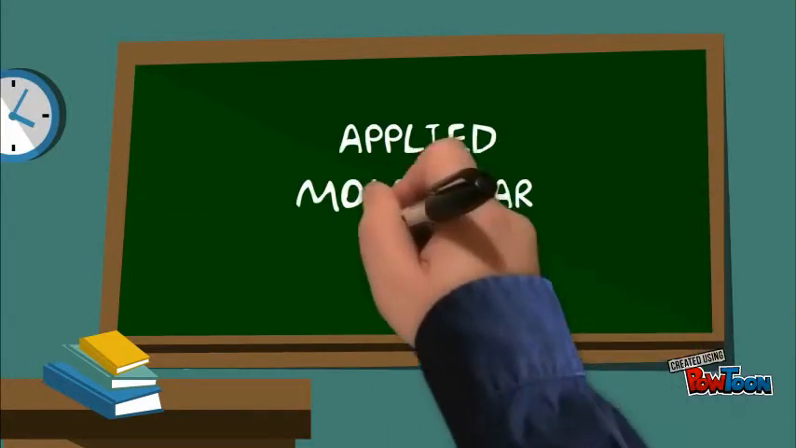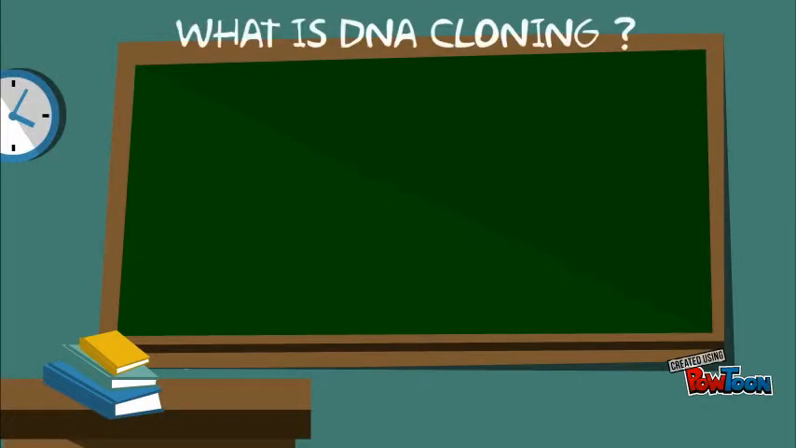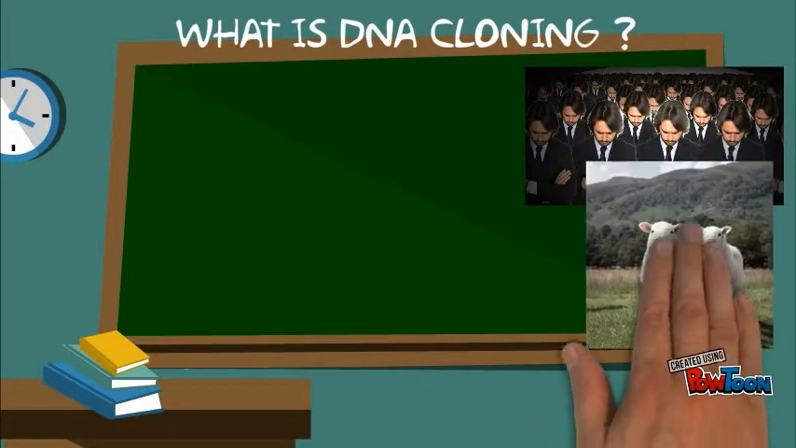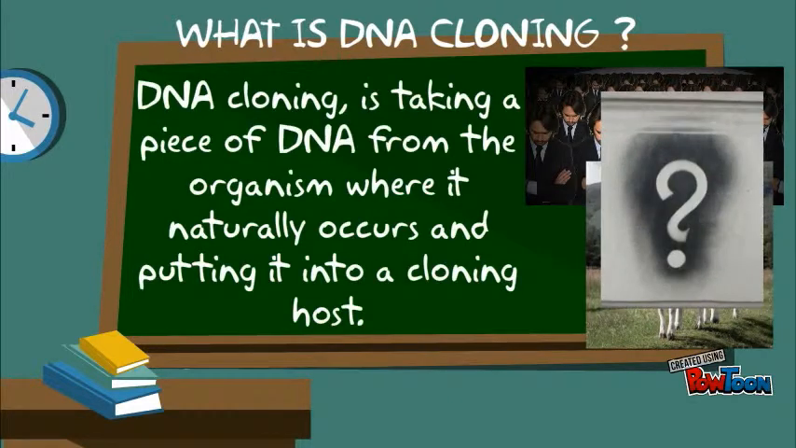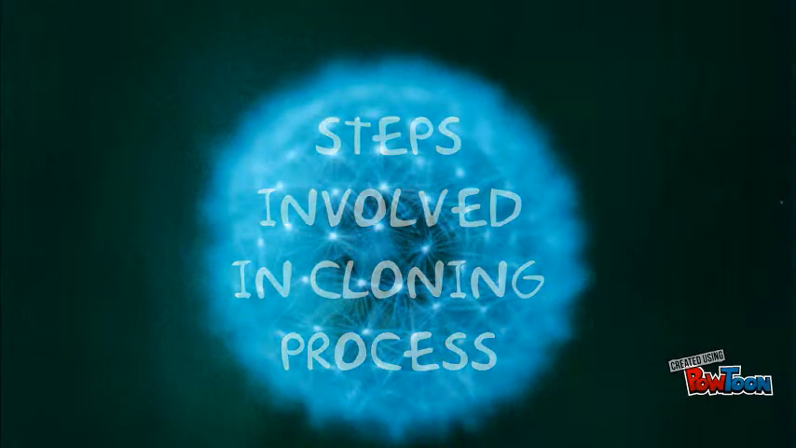You ever wondered how Dolly the sheep was made? In this video lesson you will learn about the process of cloning DNA. When you hear the word clone, you may think of a sci-fi movie or perhaps something more realistic like Dolly the sheep. But DNA cloning goes far beyond this. DNA cloning is taking a piece of DNA from the organism where it naturally occurs and putting it into a cloning host. Well, let's take a look at the steps involved in the cloning process.